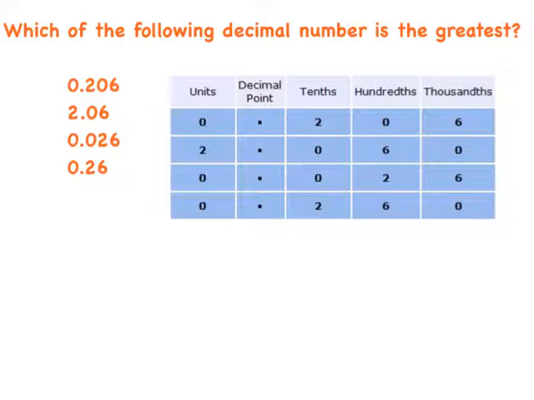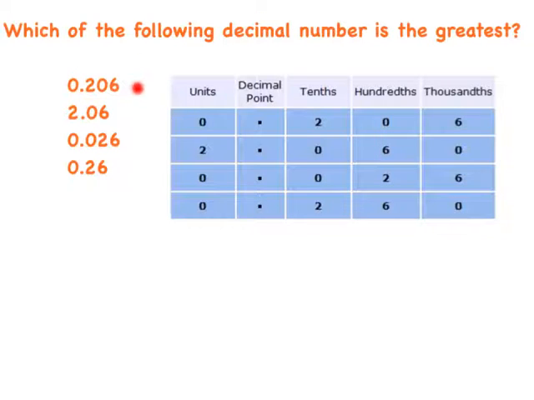So let's try another one. Which of the following decimals is the greatest? So I have this set of numbers, and I see that they all have zeros, they all have twos, they all have sixes. But as we've talked about before, it depends on which place value those digits are placed, and that will determine which one is the largest.